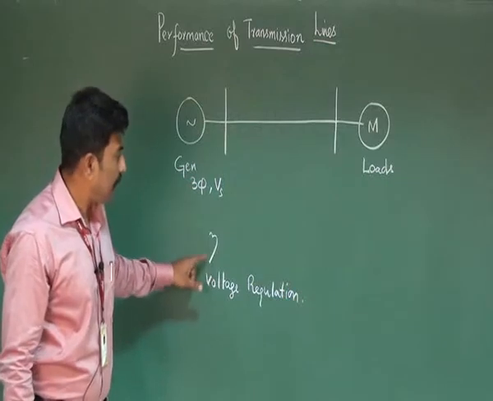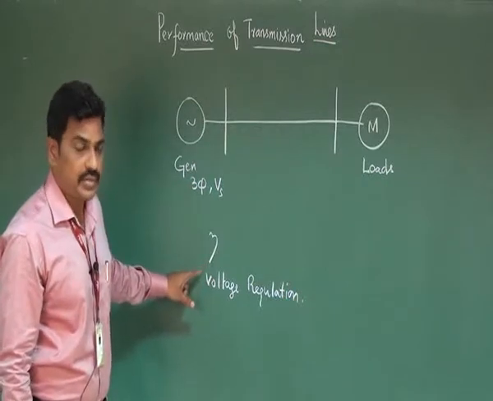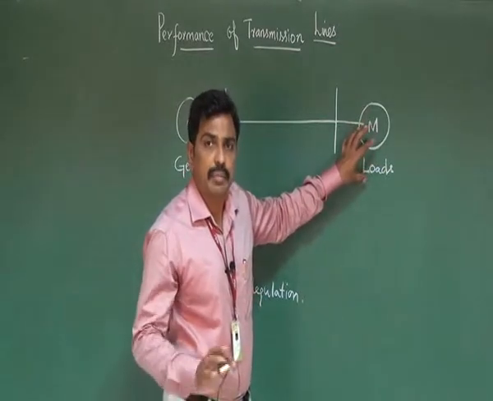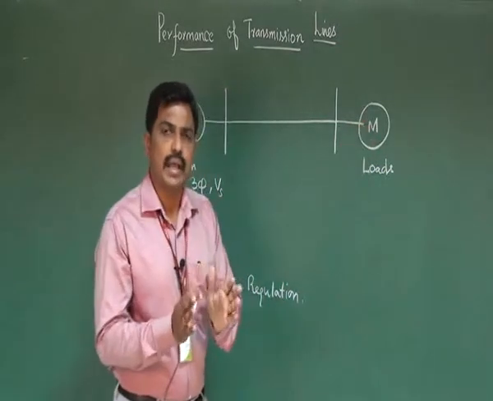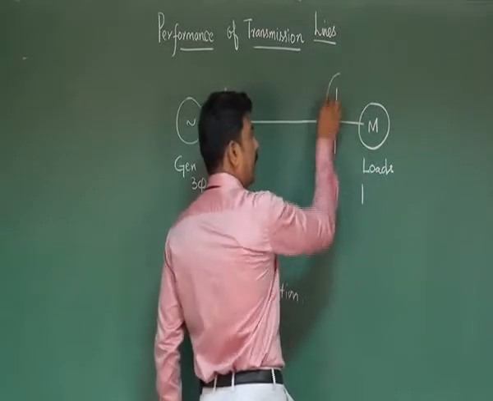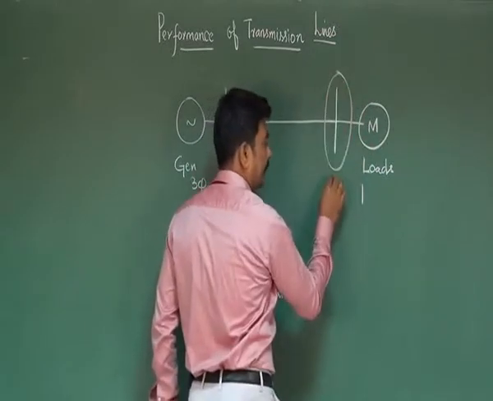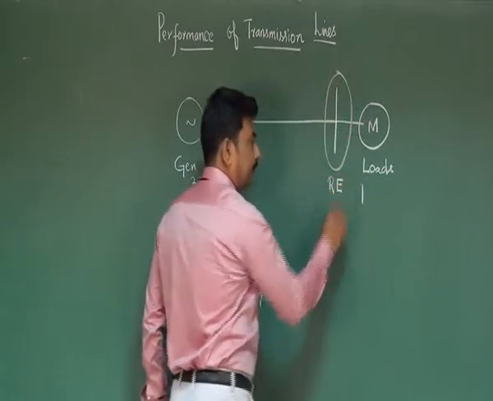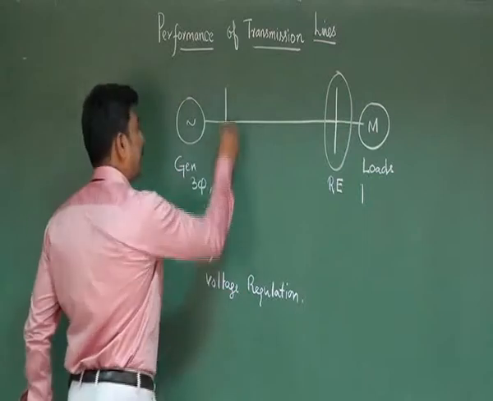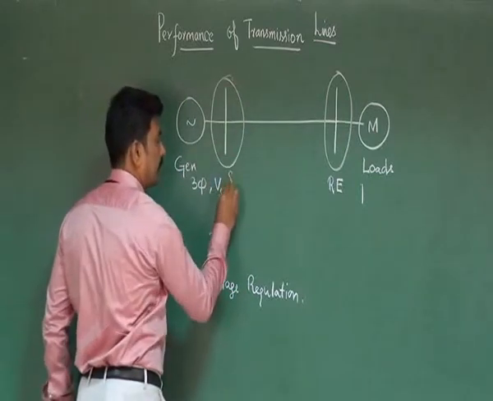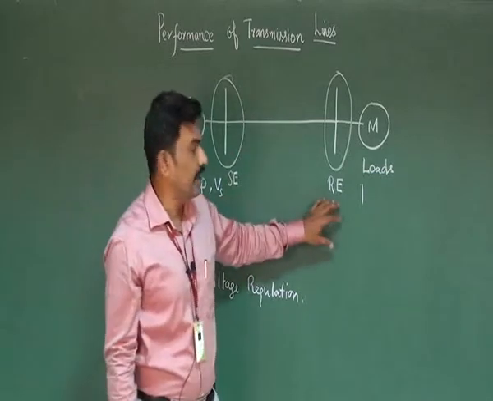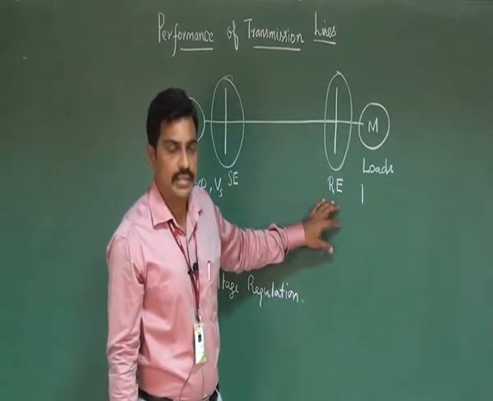Before talking about these two parameters, let me start with loads. Loads need to be supplied with constant voltage and steady power. This area you can say is the receiving end, RE. Where we generate power and export power, this area you can call the sending end. In between sending end and receiving end, we have transmission lines.